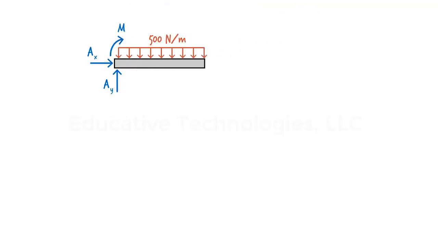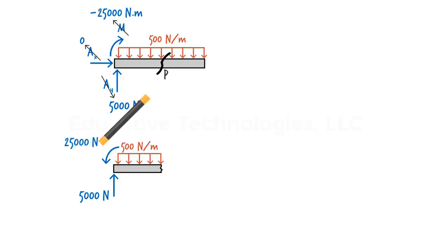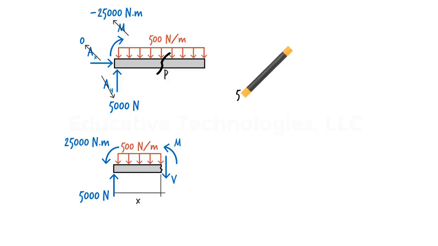Now, let's cut the beam at an arbitrary point, say point P. Draw the free body diagram for the left segment of the beam. Since we do not know the length of the segment, I'm going to label it as x. That is, the distance from the left end of the beam to point P is x. Now, write the equilibrium equations in terms of x. We have the sum of the forces in the y direction must be 0. That is, 5,000 minus 500x minus V equals 0.